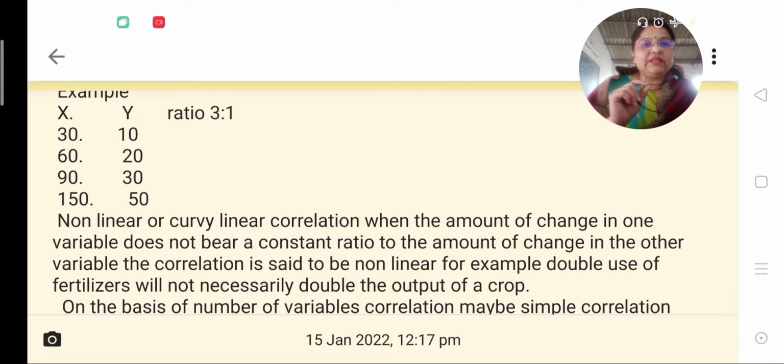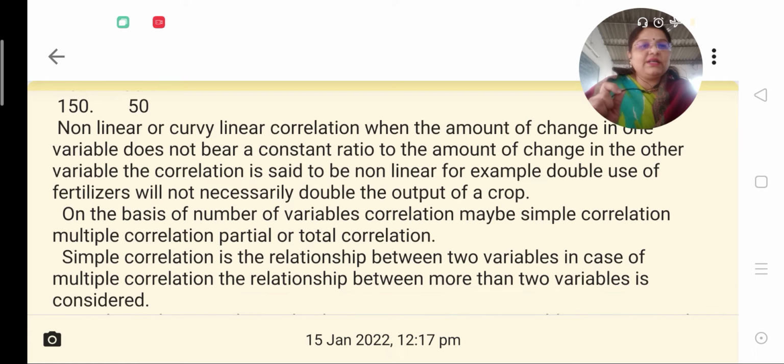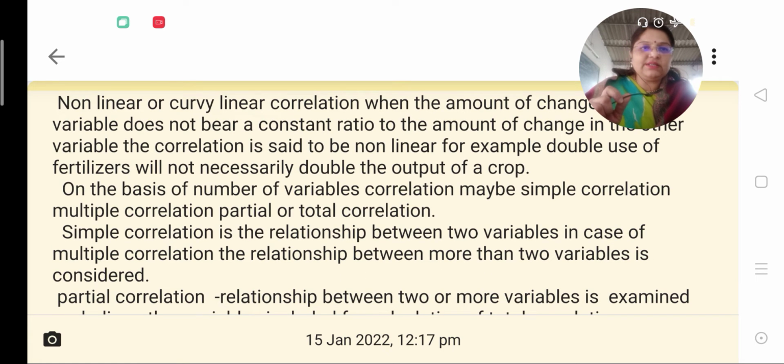Non-linear or curvilinear correlation will exist when the amount of change in one variable does not bear a constant ratio to the amount of change in the other variable. The movements in the variables happen independently of each other. No ratio is maintained in the movements. For example, if the amount of fertilizer used is doubled, it will not necessarily double the output of a crop.